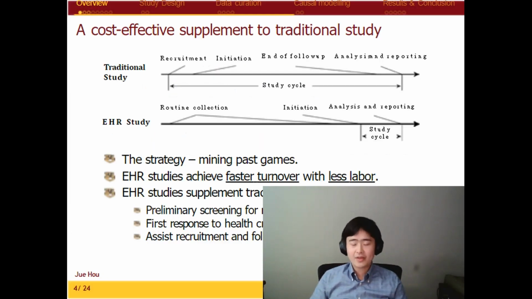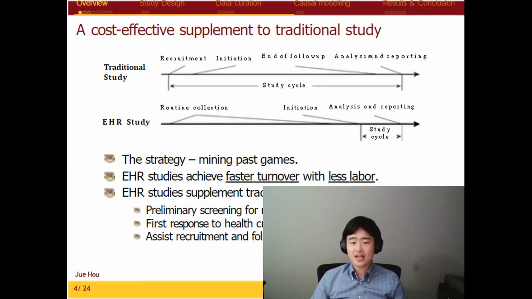To start with, let me show you a diagram showing why EHR is so great. In a traditional study, we have to take a long time, from the recruitment through the initiation and follow-up, and then analysis and reporting. Most of the time elapsed during follow-up, because we have to wait until the outcomes of interest happen.